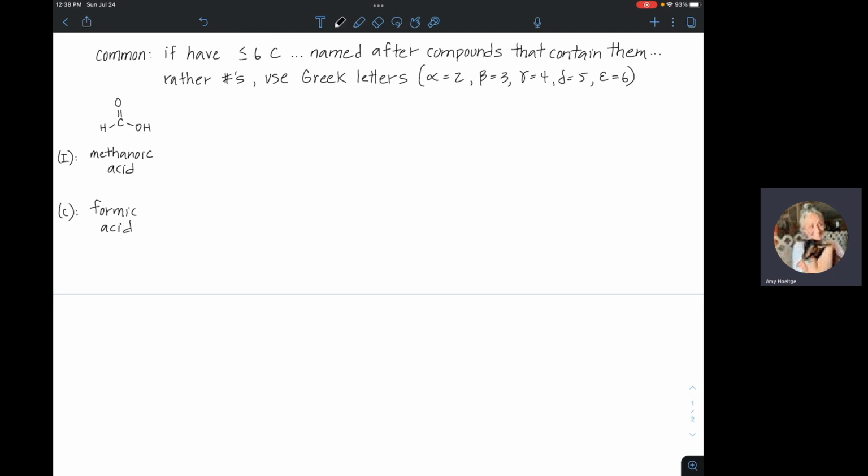The next one is probably familiar to you. 2 carbons. This is ethanoic acid, right? Because it would have been ethane. This is actually named after the Latin word for vinegar, which is acetum. So we call this acetic acid.